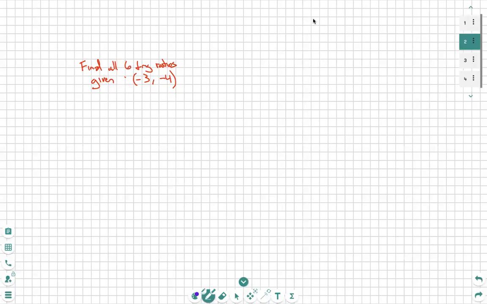Hello. In this video, we're going to go over finding all six trig values and ratios given a coordinate point. The first thing we're going to do is graph the coordinate point. So let's graph it. We draw a coordinate plane and we go to the point (x, y) = (-3, -4). 1, 2, 3, 1, 2, 3, 4.